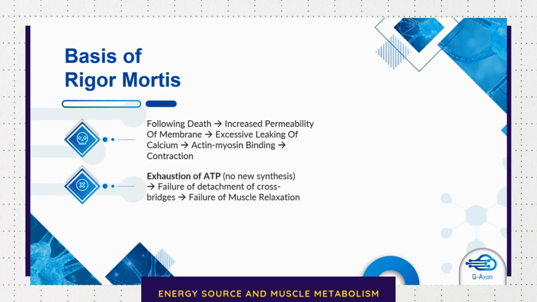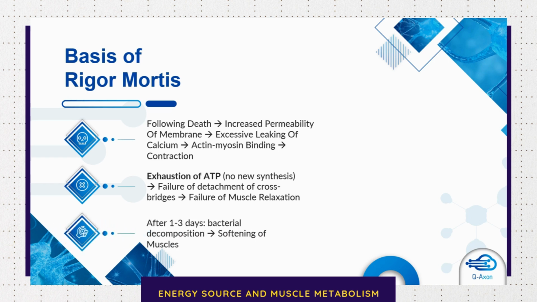But what happens to ATP after death? Now, there is no new synthesis of ATP after death, and whatever ATP was already synthesized is quickly used up. So we don't have any more ATP available. And we know that ATP is required for detachment of the actin-myosin cross bridge. Therefore, actin cannot detach from myosin, and that leads to a failure of muscle relaxation. So the muscle becomes fixed in a contracted state.